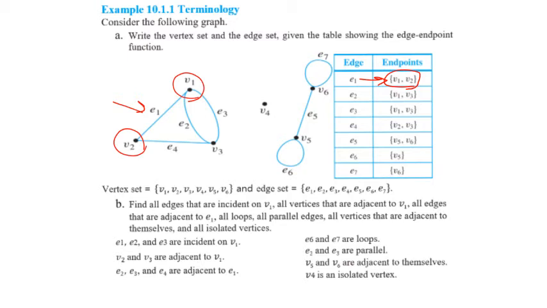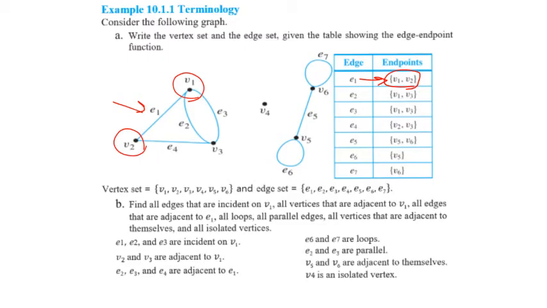Finally, the question asks for all isolated vertices. As you know, only V4 is the isolated vertex of this graph because V4 does not have any edge connected to it, or there is no edge that is incident on V4. That's why we call V4 an isolated vertex.